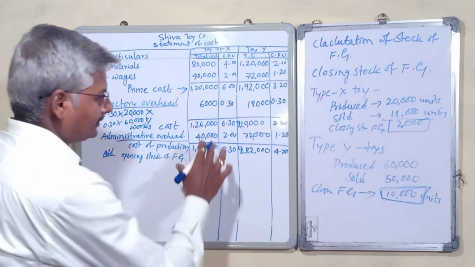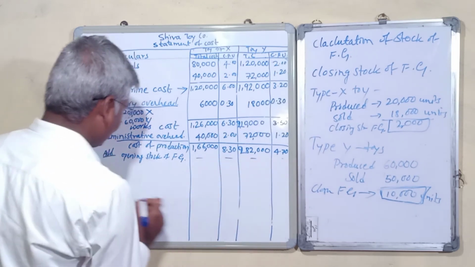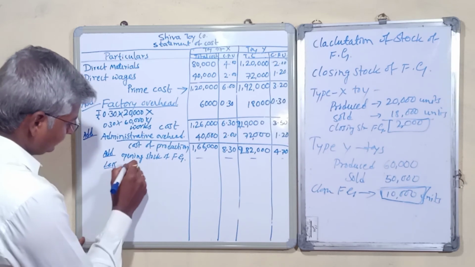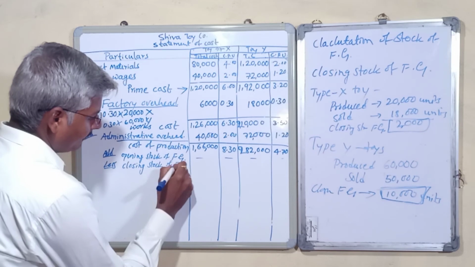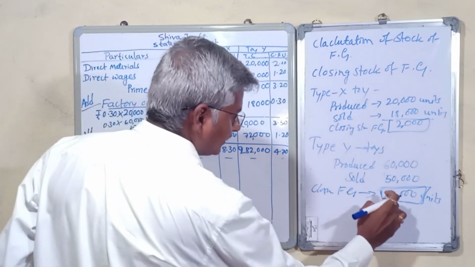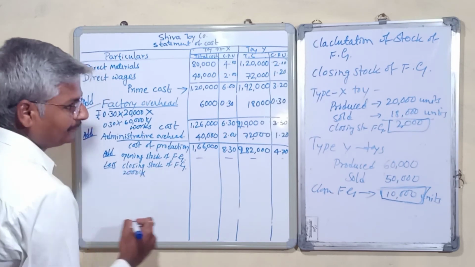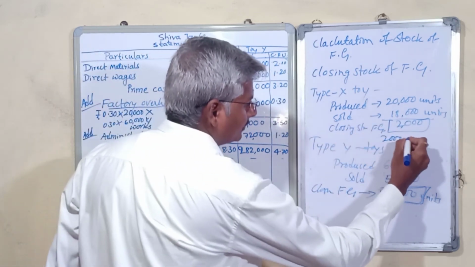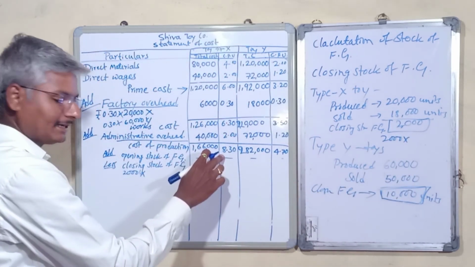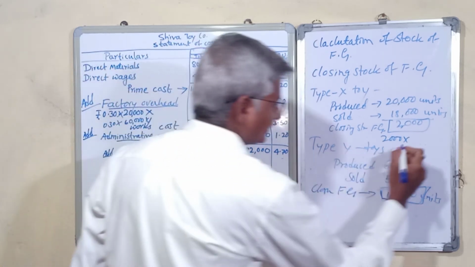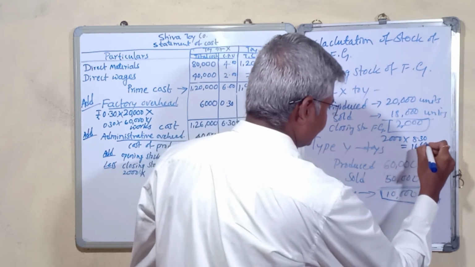As in this problem we do not have opening stock of finished goods, that's why nil can be written. Then less closing stock of finished goods. So based on this, 2,000 into the cost of production as of now, which is 8 rupees 30 paisa. 2,000 into 8 rupees 30 paisa is 16,600.